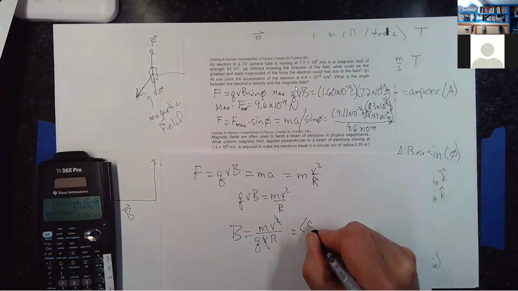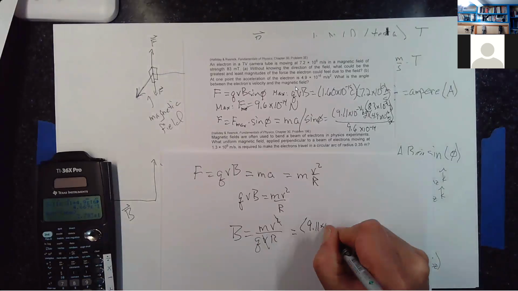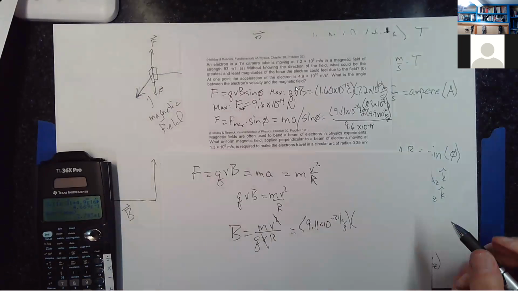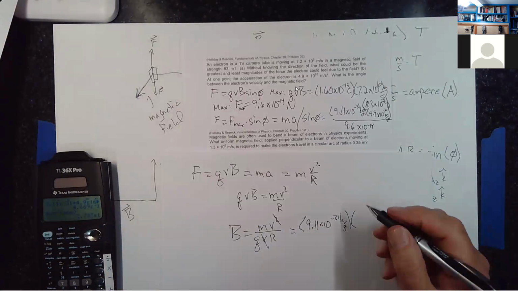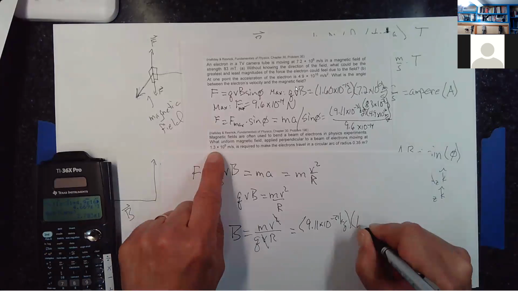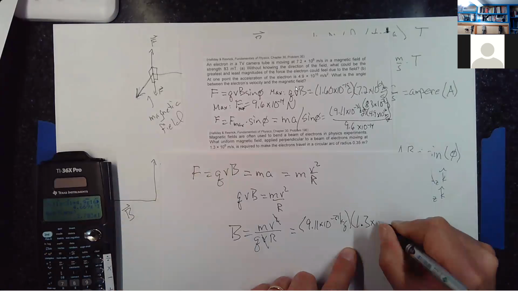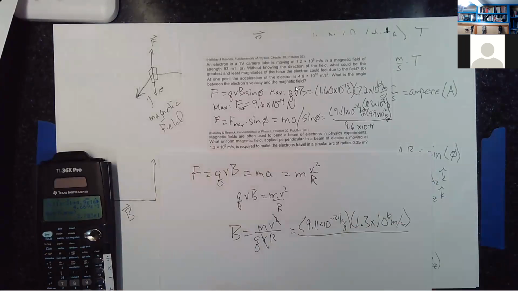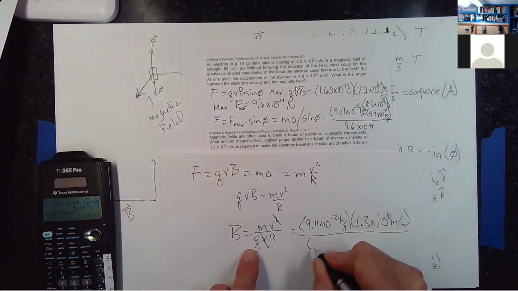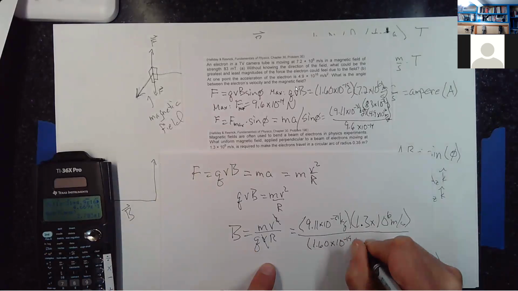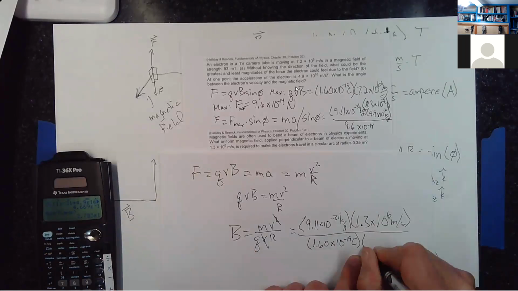So, 9.11 times 10 to the minus 31 kilograms. And V is, I forgot what it was, 1.3 times 10 to the sixth. These are high speeds, but it's not hard to get electrons moving that fast. Let's see, and then Q was, oh, charge on the electron, 1.60 times 10 to the minus 19th coulombs, and then the radius was 0.35 meters.